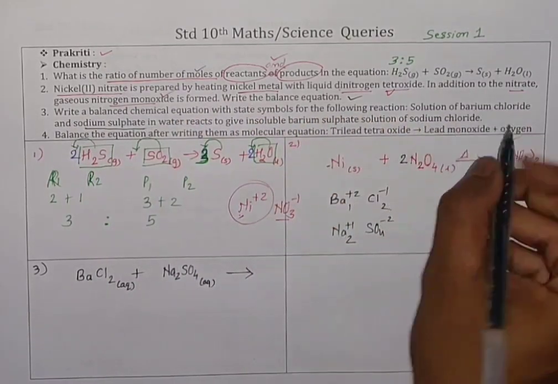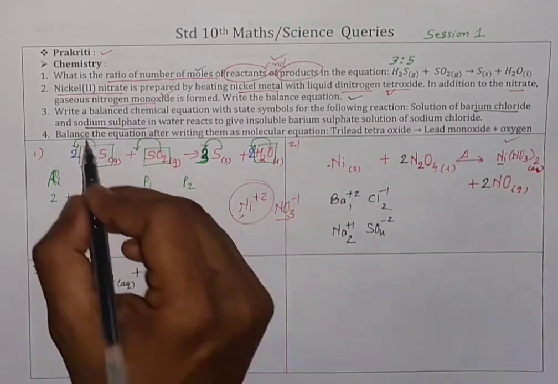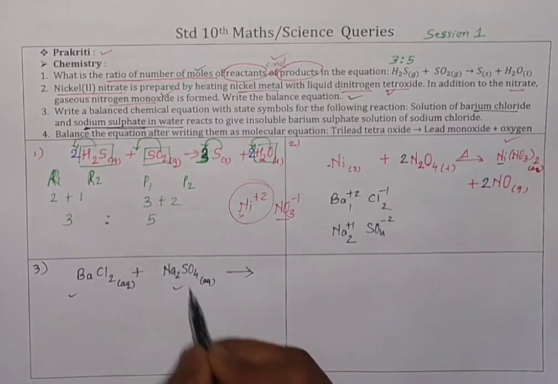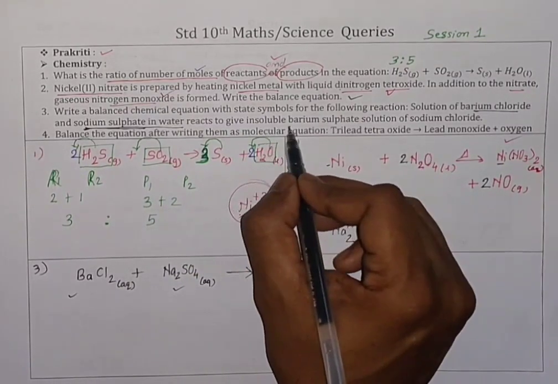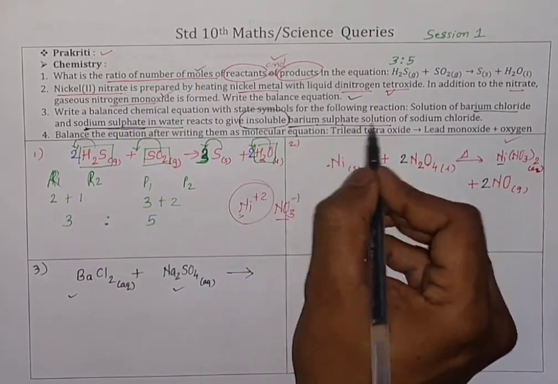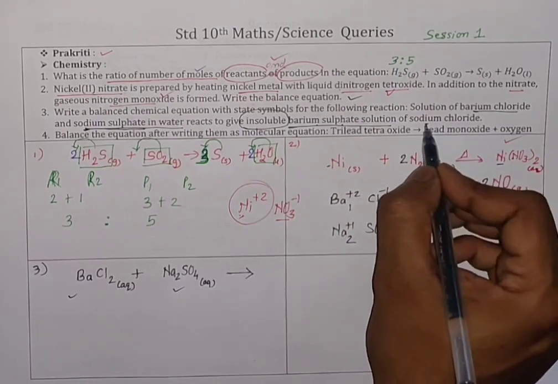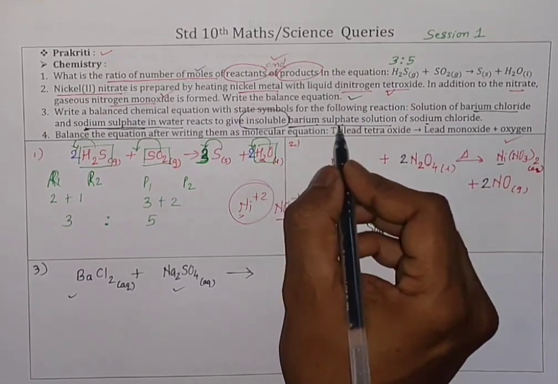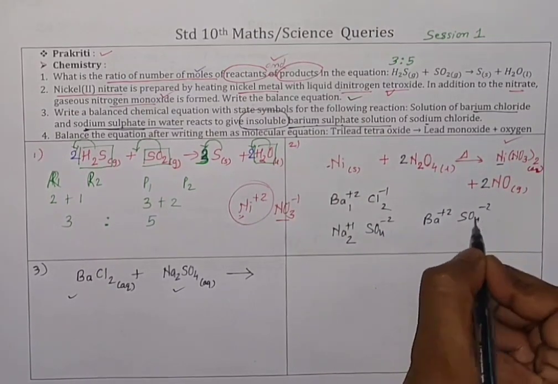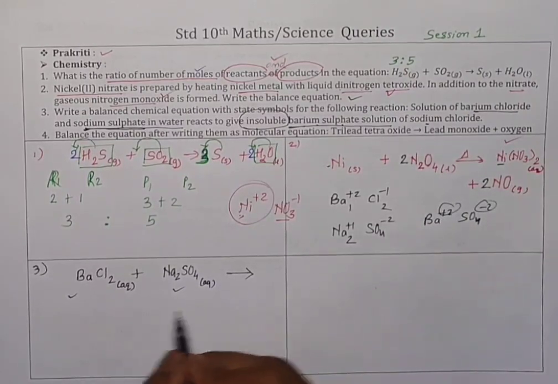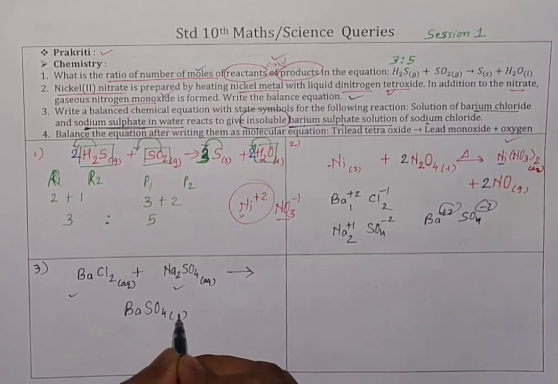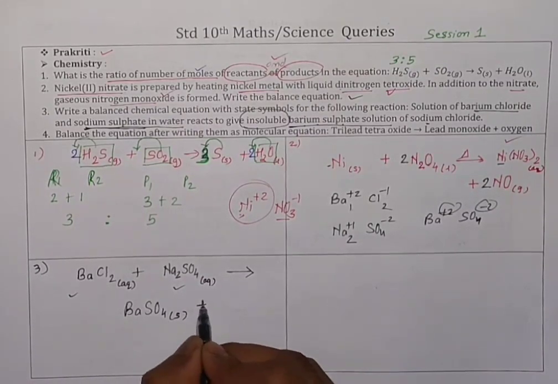the following reaction. Solution of barium chloride, here it is, and sodium sulfate in water, its solution in water is here, to give insoluble barium sulfate and solution of sodium chloride. So you get two things, barium sulfate: barium is Ba plus 2, sulfate is SO4 minus 2, so join directly, plus 2 minus 2, so you get the first product BaSO4. This is insoluble, so this is solid.